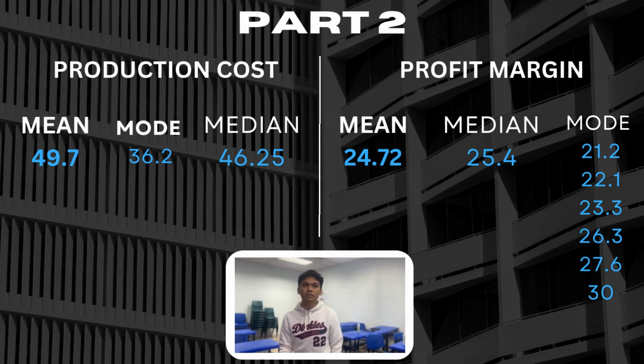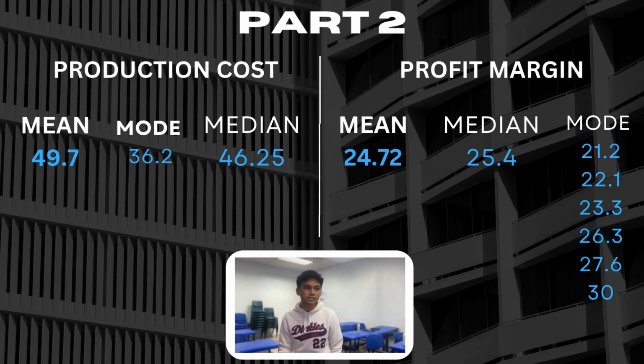The mode for production cost gives a sense of a common production cost value, while the multimodal nature of the profit margin indicates that profits are more varied and not concentrated around one number. The profit margin is more consistent in range, whereas production costs show more volatility and large spread.